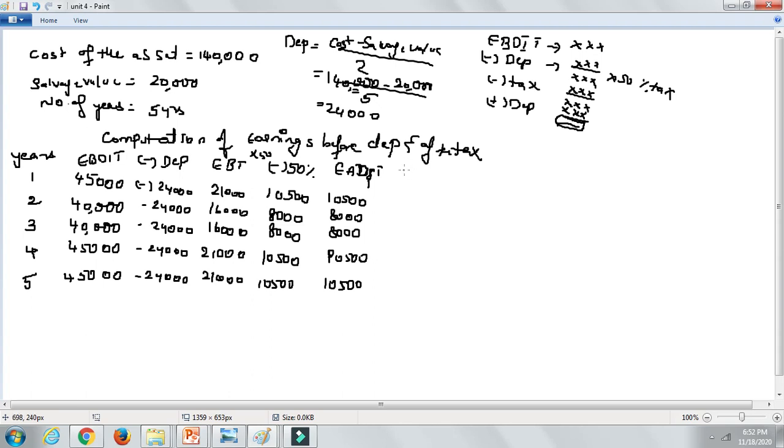Now you need to add back the depreciation. That is what we are doing. After deducting the depreciation, we have deducted the tax, as I showed you here. Now you add back the depreciation. Why do we do this? Because you need to deduct the tax on the depreciation-deducted amount only. Before that, you cannot calculate the tax. So here you add back the depreciation, 24,000 each year.